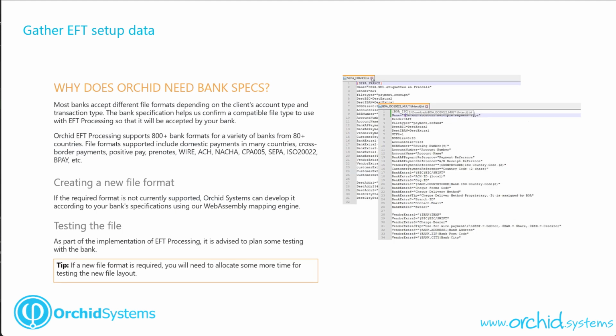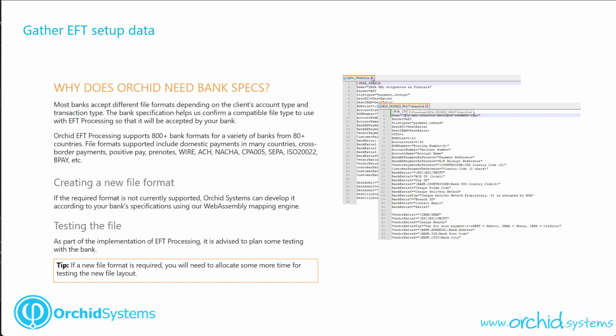Why does Orchid need the bank specs? Most banks accept different file formats depending on the client's account type and the transaction types they're processing. And the bank specification helps us confirm the compatible file type to use with EFT processing. This ensures that it will be accepted by your bank as quickly as possible.